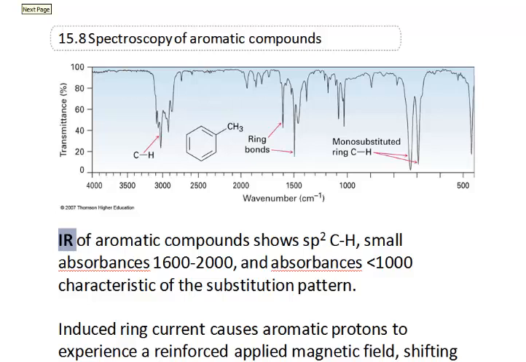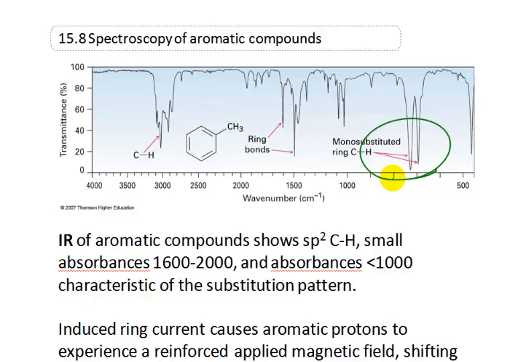Just a quick bit on spectroscopy of aromatic compounds. The IR of aromatic compounds, I mentioned earlier in the IR chapter about how we can look down in the fingerprint region to tell a bit about substitution patterns. That's just something you can look up if it comes up. That may be a case in one of the experiments that we're doing. I'm not sure, but that's just something you need to look up.